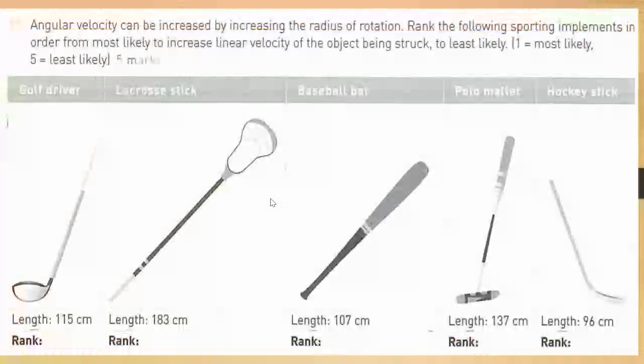So let's put this in a question. Angular velocity can be increased by increasing the radius of rotation. Rank the following sporting implements in order from the most likely to increase linear velocity of an object being struck to least likely. Now remember, the length of the radius is what determines this. So think about where the person is holding the piece of equipment, and the radius of rotation is from where they're holding until the release point of the object.